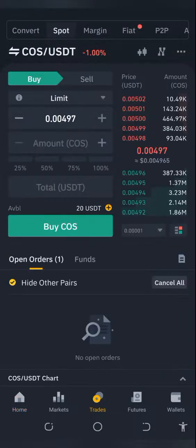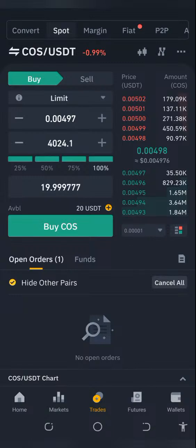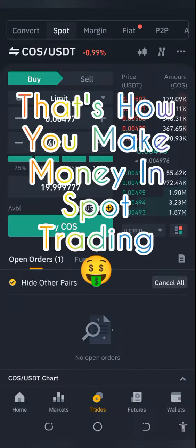Now, when you do that, you're going to buy that coin. Let's assume it's COS USDT. You need to buy it and then hold it for a short period of time. It could be an hour, it could be two, till it appreciates, okay? And once it appreciates, you sell off for profit. That's how you make money in spot trading.